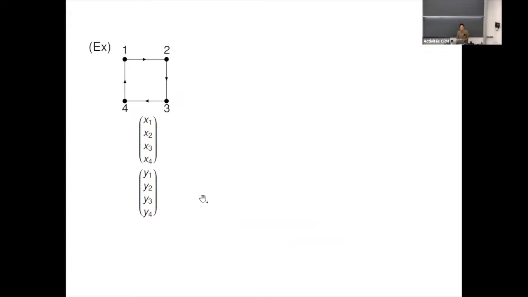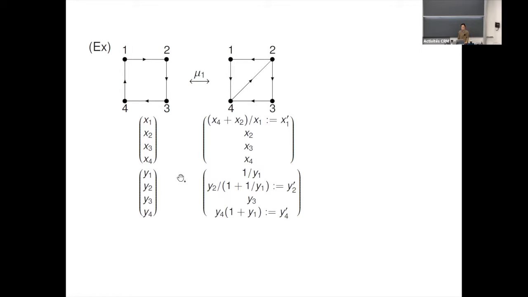So this is an example, and actually it is the same as yesterday's example. This is a case where the number of vertices is four. So the exchange matrix is a 4 by 4 matrix. Then this is a quiver and X and Y variables. So let's try to mutate at vertex one. Then we get this quiver in the following way.